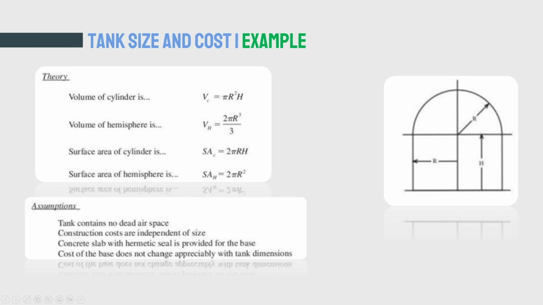Now, assumptions: you assume that the tank contains no dead air space. Like the tank is ready to be filled totally. There's no air in it. Construction cost depends on size. A concrete slab with hemisphere seal is provided for the base. The cost of the base does not change with the tank dimensions.